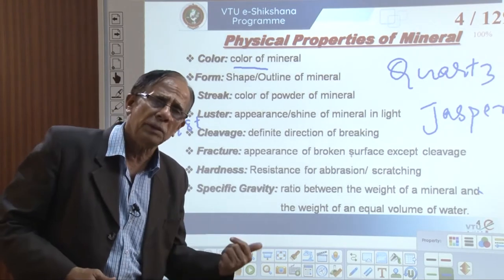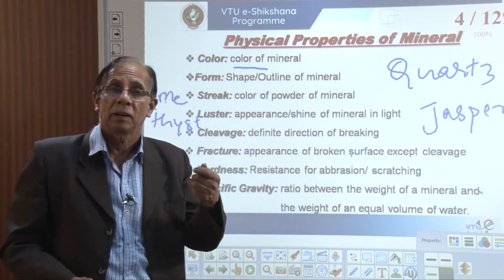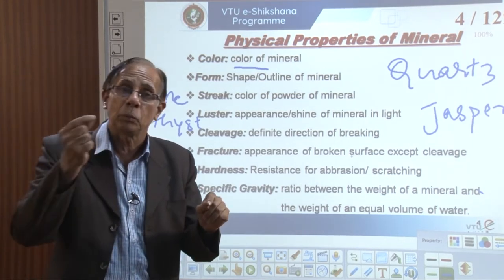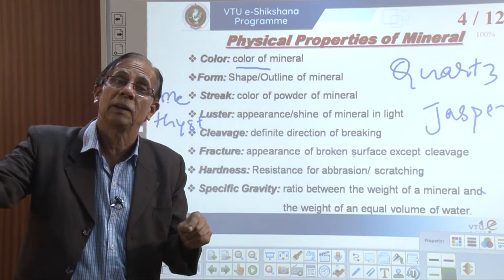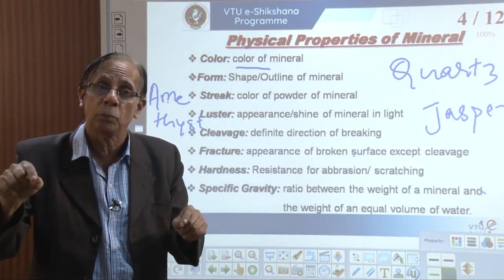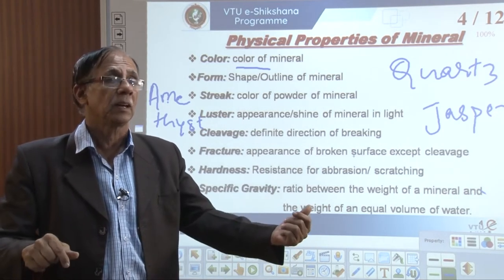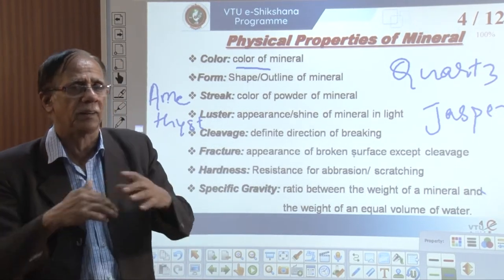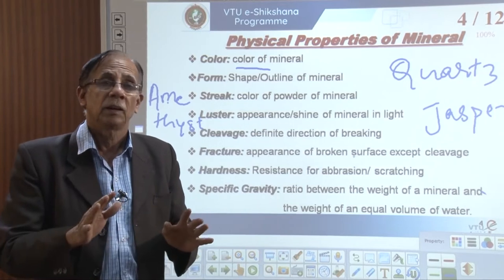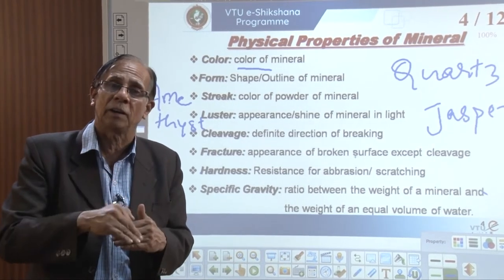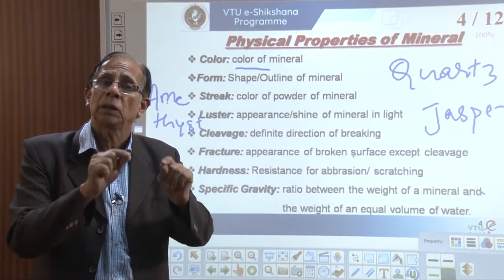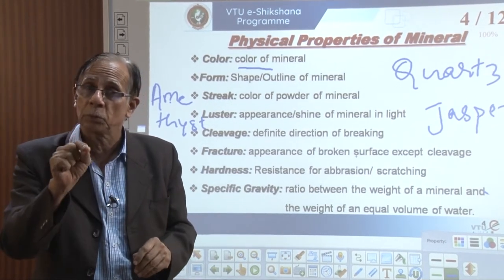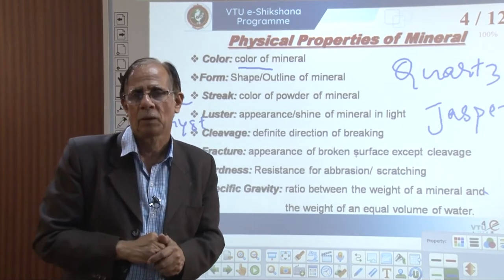We have mentioned that diamond has chemical composition carbon, lignite has chemical composition carbon, graphite has chemical composition carbon, coal has chemical composition carbon, but they all have different hardness. This is because their atomic packing is different, though the chemical composition is similar.